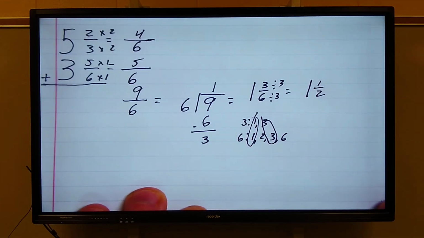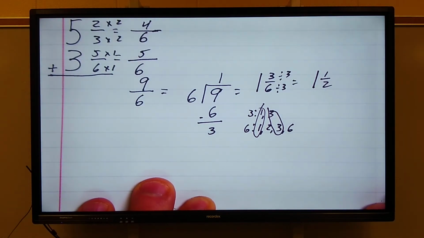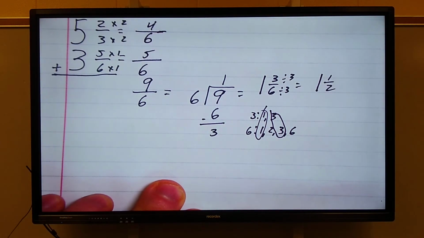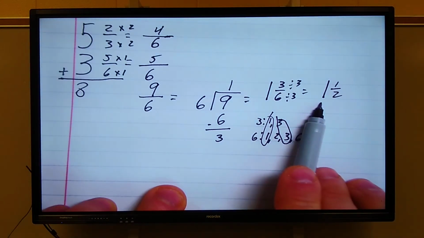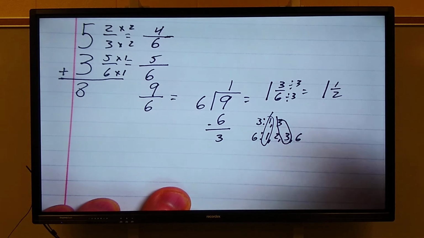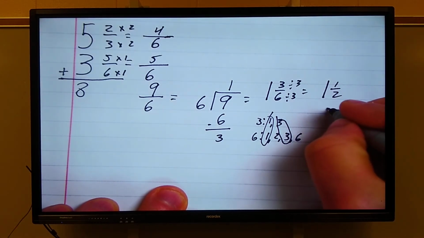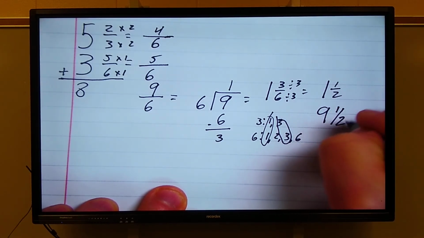Now, I'm not finished. Now I must add all the whole numbers. 5 plus 3 is 8. Then I have a whole number here. 8 plus 1 is 9. My final answer is 9 and 1/2.